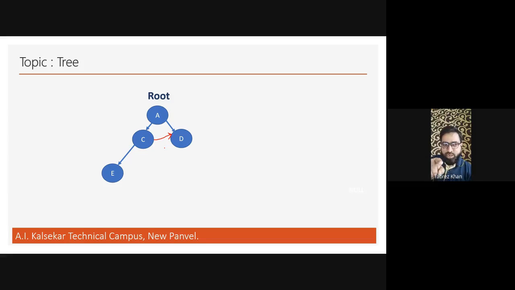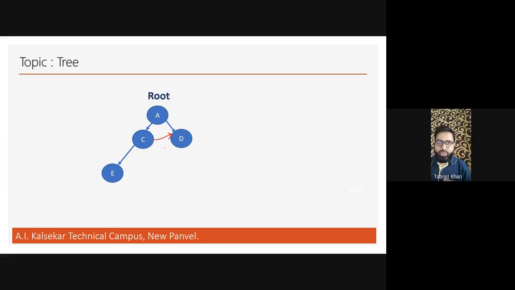The moment a circle or a cycle or a loop is formed, I repeat, the moment a circle, a cycle or loop is formed, then it doesn't remain a tree. It becomes a graph. So this is not a tree, because it has a cycle in it, or it has a loop in it.